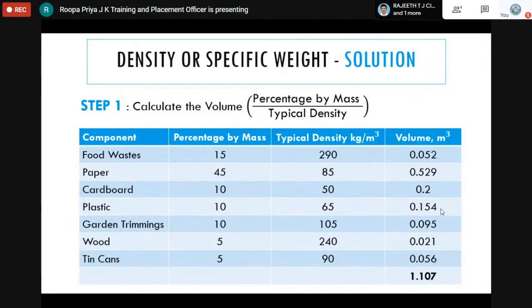In this question, you have to calculate the volume for each and every component, compute the last column, which is volume, and then add all the volumes of the components. So according to this question, the total volume is 1.107.